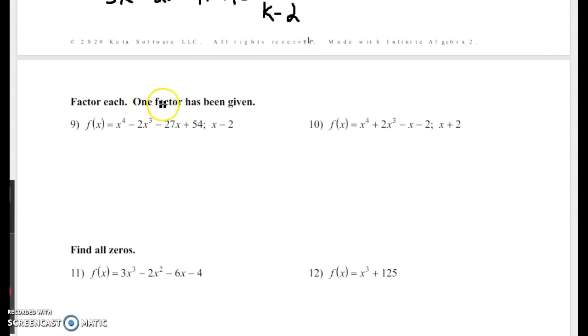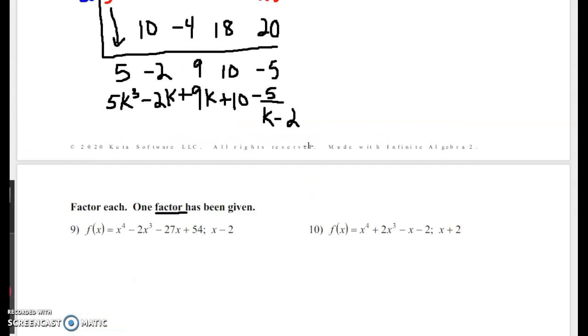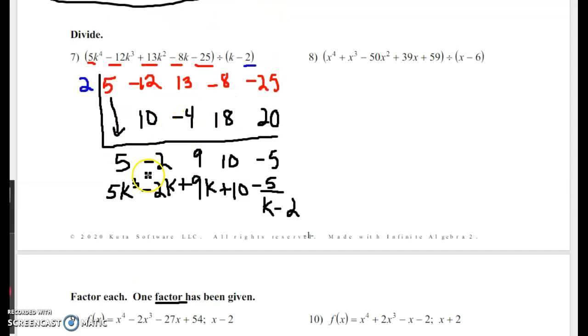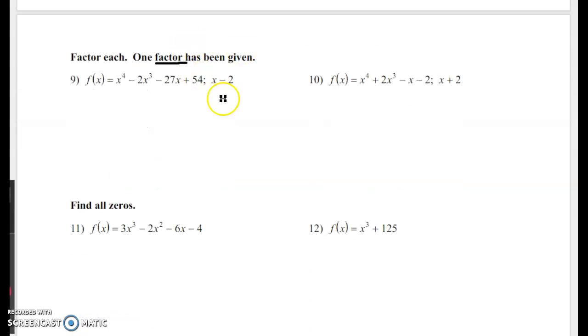But if I give you a factor, so a factor is given, I'm telling you that x minus 2 is a factor. That means if we do division, like we just did in number 7, I should get a remainder of 0. That's good for us because that means hopefully whatever remains I can factor further on my own. So let's see if that works here. So here's a factor. I'm going to do division. Remember, I should get a remainder of 0.